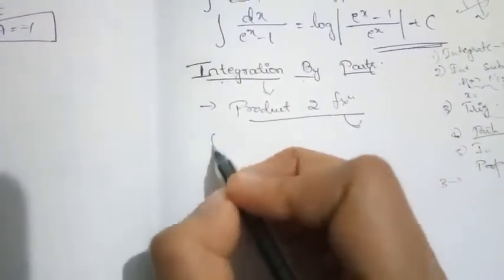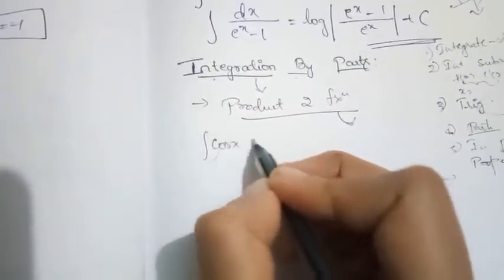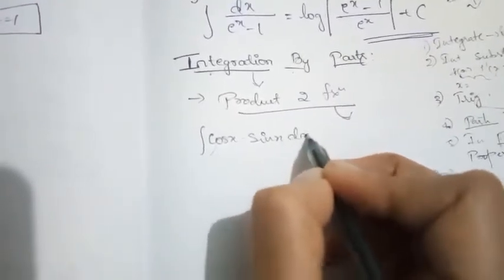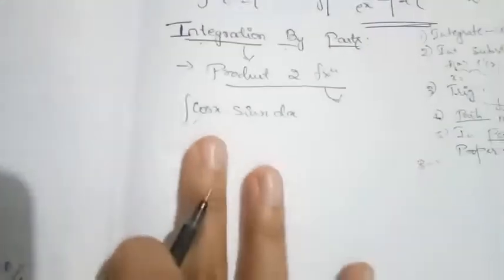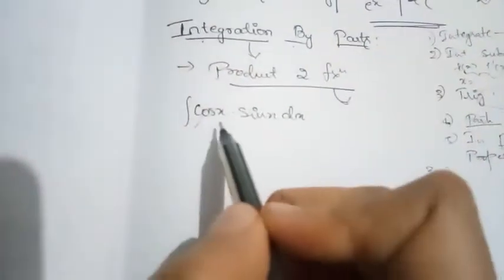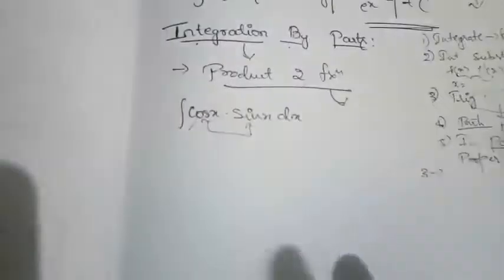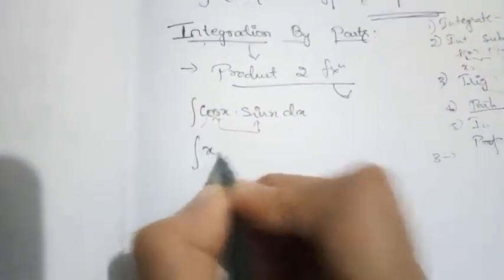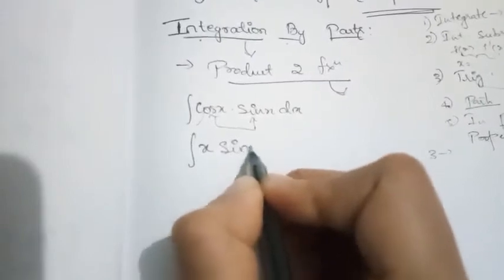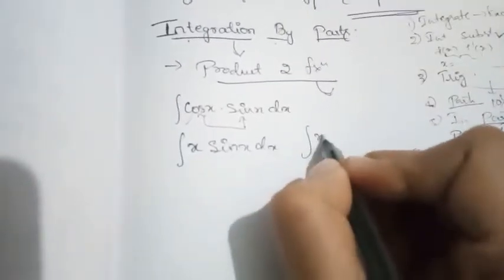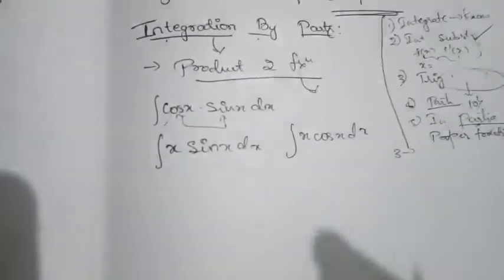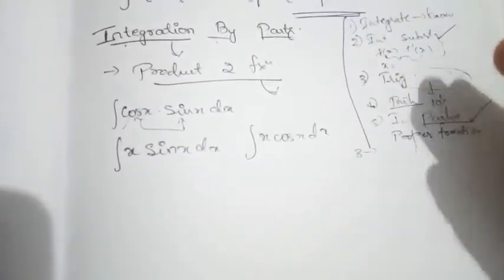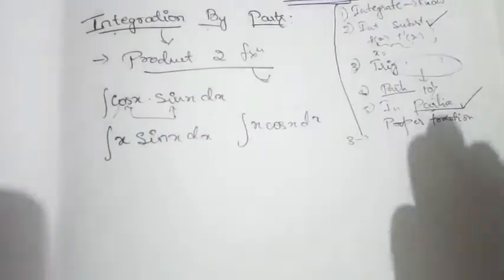Suppose I ask you to find the integral of cos x into sin x dx. You can find the integral of this function through the substitution method. Suppose I ask you to find the integral of x sin x dx, or the integral of x cos x dx. Till now we came across methods through which we can get the integral: substitution, trigonometric identities, some particular types of function, partial fraction.